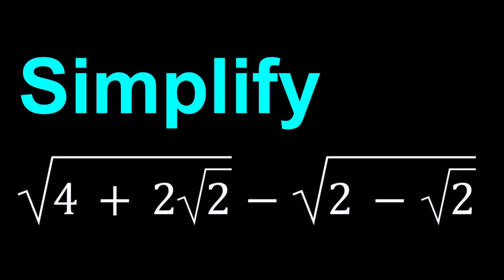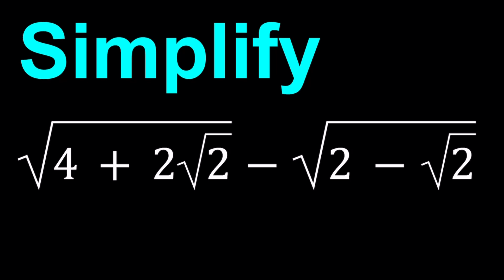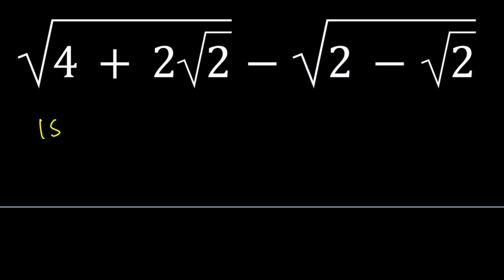Hello everyone. In this video we're going to be simplifying a radical expression. We have the square root of 4 plus 2 root 2 minus the square root of 2 minus root 2, and we're going to try to write this expression in the simplest form. I'll be presenting at least two methods. Maybe I can also do a third one. So let's start with the first method.